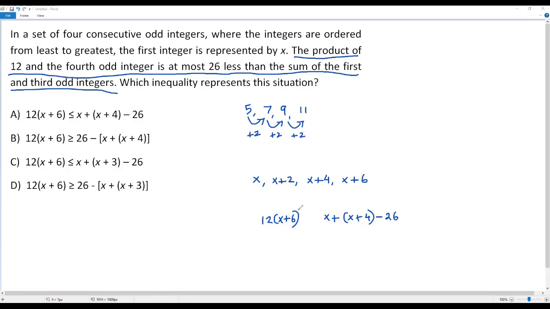That is, the maximum value of this 12 times (x + 6) is this x + (x + 4) - 26. The value of 12 times (x + 6) can be equal to this, or it has to be less than this. That is, we can use the symbol less than or equal to over here. So the inequality we have over here represents this statement, the product of 12 and the fourth odd integer is at most 26 less than the sum of the first and third odd integers. And we have this inequality in answer choice A. So the correct answer choice for this question is A.